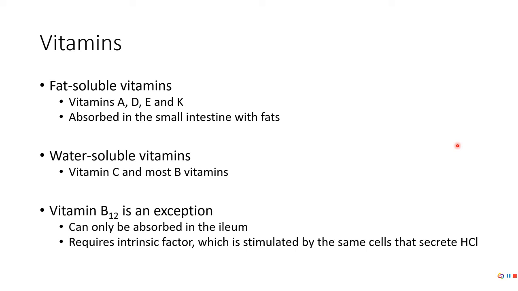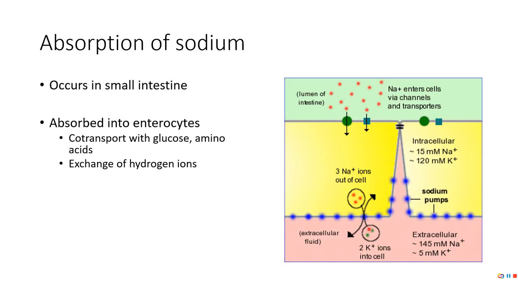All right, then we've got sodium. This occurs in the small intestine. It's absorbed in the enterocytes, and like we've said earlier, this occurs along with transport of glucose and amino acids. And when sodium comes in, oftentimes hydrogen is exchanged. Okay, so we bring a sodium into the small intestine, and a hydrogen ion leaves.